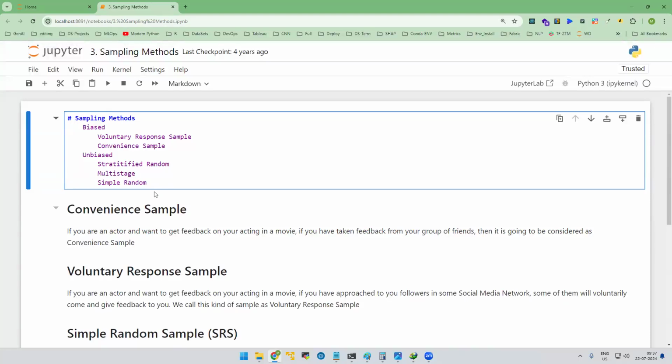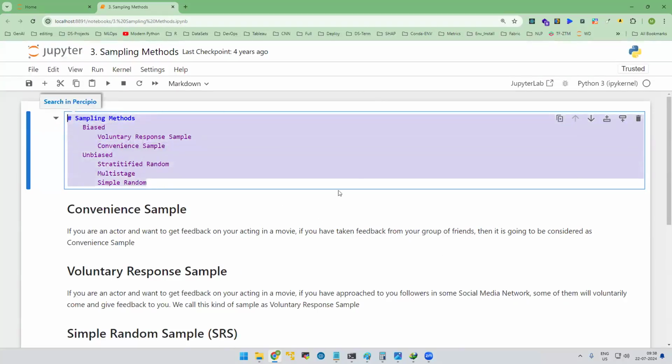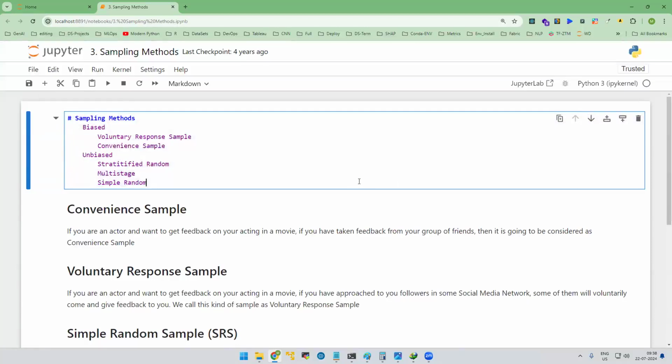So how will we choose which method to take? Whichever method is suitable and convenient to you. It's not possible to go all the time with biased or unbiased; basically it's going to be a combination of all. If you want to release a movie, obviously it's going to be a combination of all, right, for the overall feedback. So it's not possible to go with only one method.